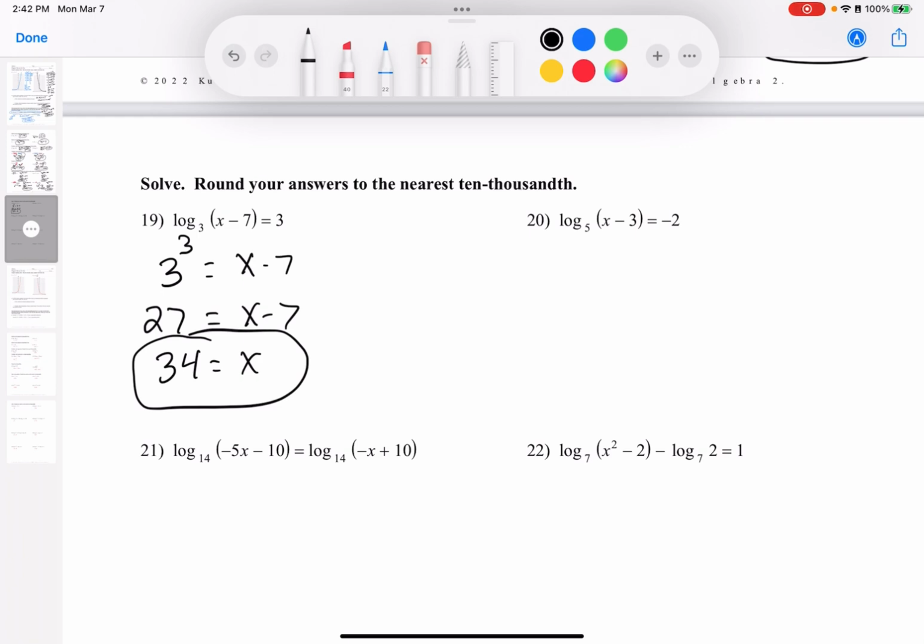Question number 20. Again, we're looking for a single log equal to something. We've got a single log equal to negative 2. So we're going to rewrite it: 5 to the negative 2 equals x minus 3. I'm going to do 5 to the negative 2 on my calculator, so 5 caret negative 2. That's 0.04 equals x minus 3. Add 3. There's your x value.